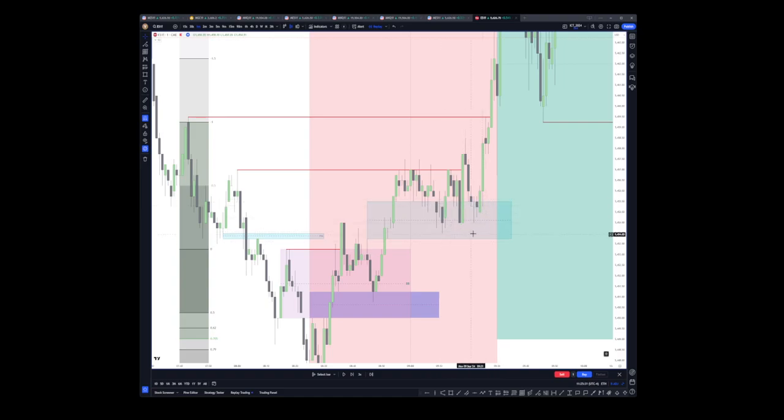So then you wait for this retracement to happen, and once it comes into the area that you know you can take the trade, you take it here, and then it moves.